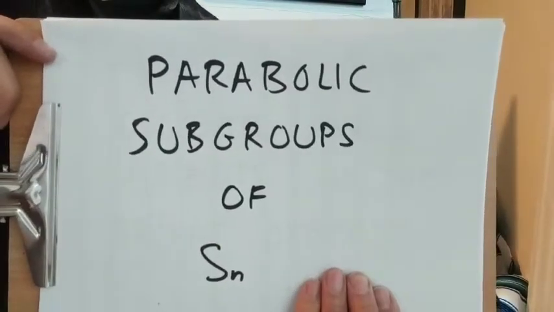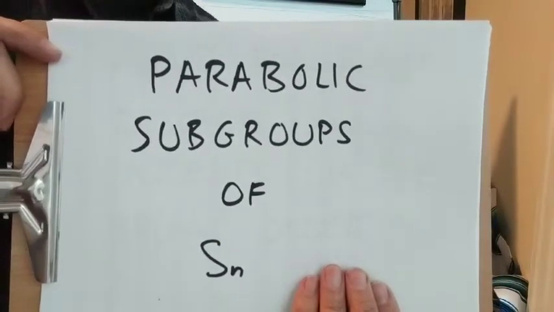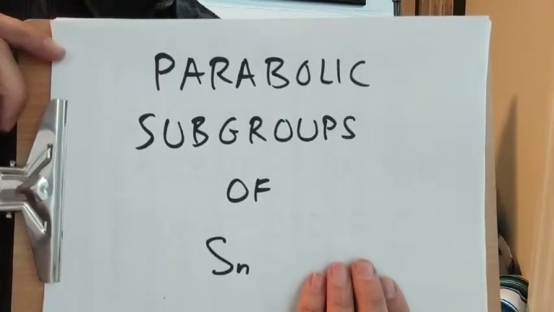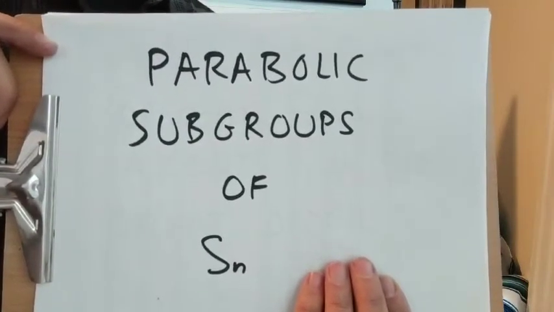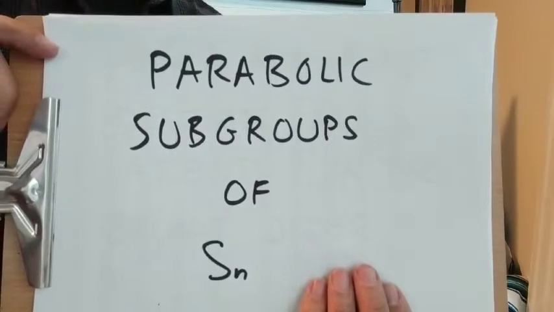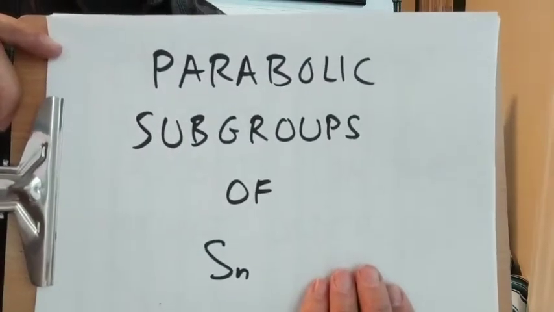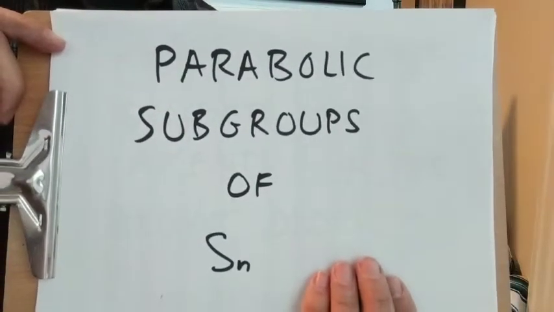Some of the most natural subgroups of the symmetric group are the ones where you permute the first alpha 1 letters amongst themselves and then the next alpha 2 letters amongst themselves, etc. These are called parabolic subgroups of the symmetric group.